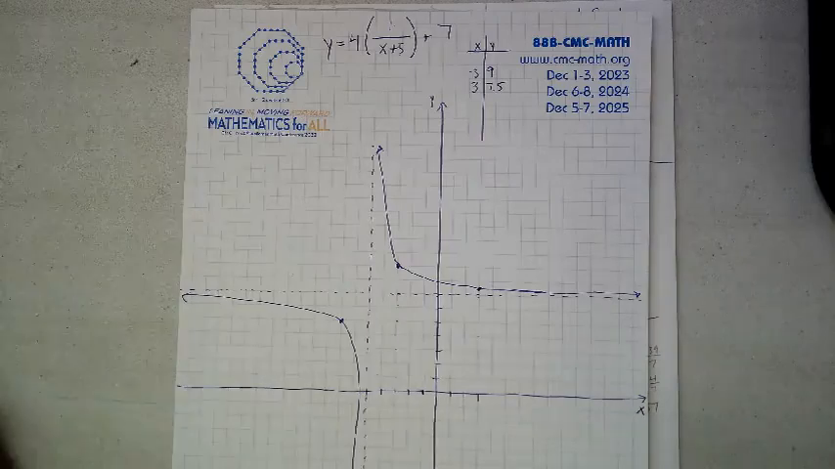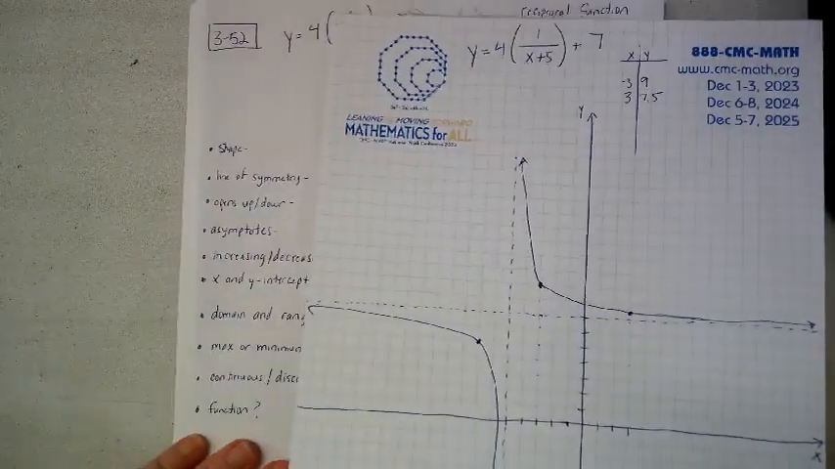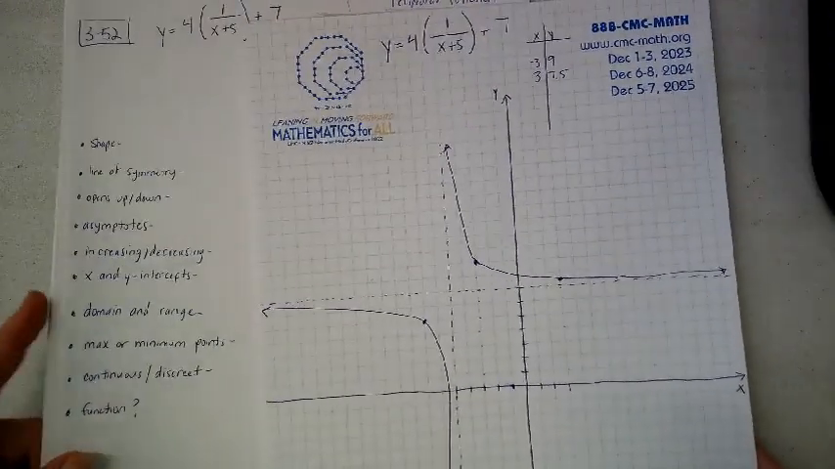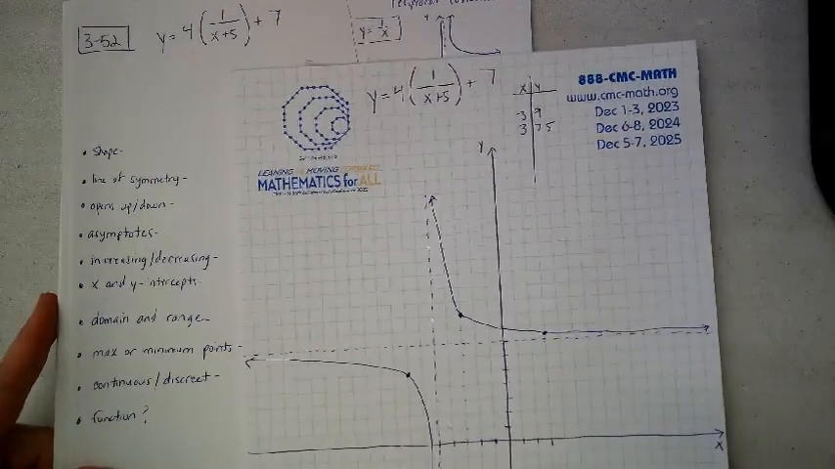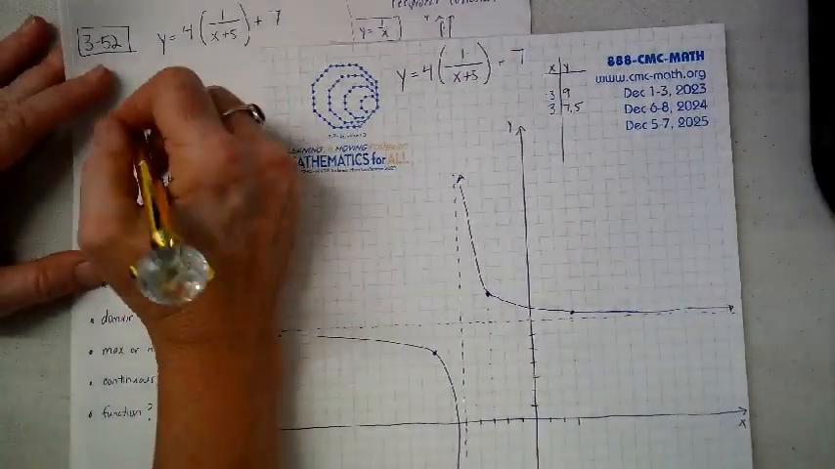So now we're supposed to completely describe it. So on our wall in our classroom, there is a sign that says how to completely describe graphs. So shape, I'm going to say it's a hyperbola.